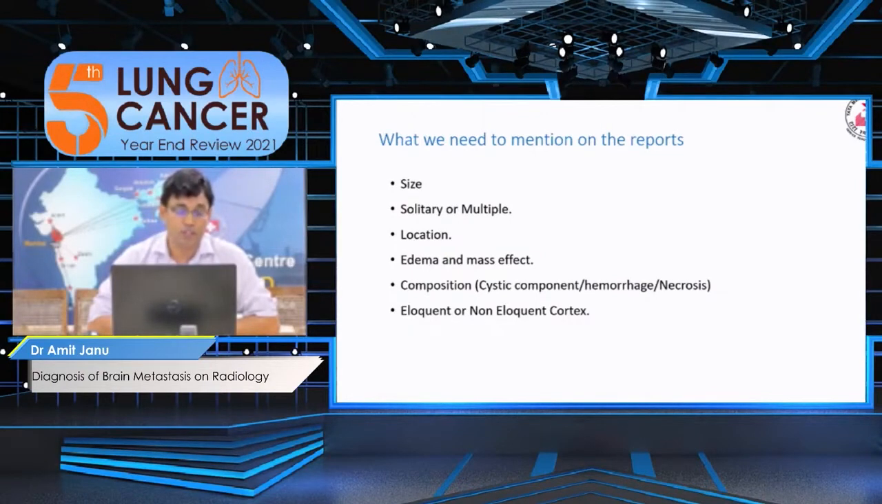Again, the location of the lesion, whether it is located in the cortical area or in the deep gray and white matter nuclei, whether the lesion is showing any edema or mass effect significantly, which we have to take care of, and the composition of the lesion, whether it has cystic areas, hemorrhagic areas, and necrosis, so that when we follow it up, we know whether its composition will change. And subsequently, eloquent and non-eloquent cortex, especially if surgery is needed.